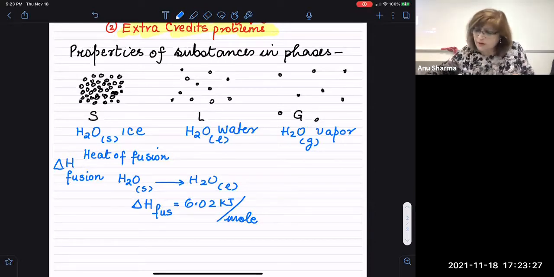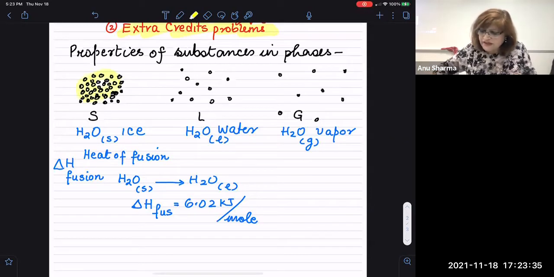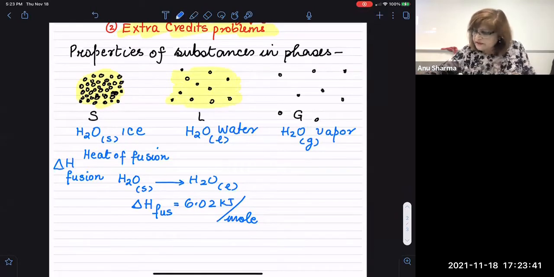So this is a small amount of heat. 6.02 kilojoules for 18 grams is not much heat. A little bit of heat is needed to dismantle the structure and break it up. So that tells us one thing.